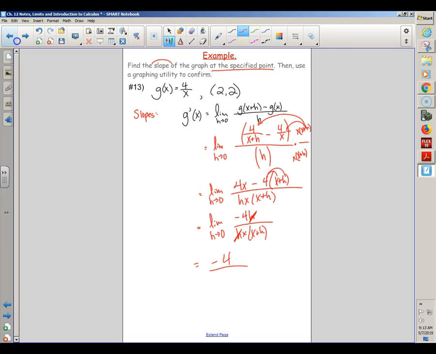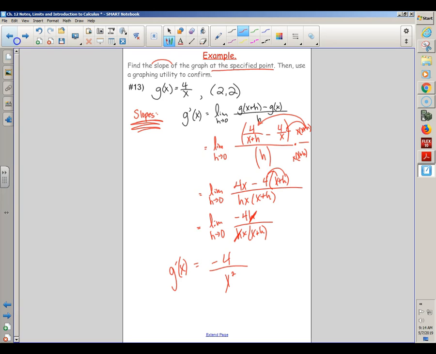I'm plugging in h is 0 because I just removed what was making a problem the whole time. So I'm going to get, well, x plus 0 is x. x times x is x squared. I just found g prime of x, which stands for all the slopes. That's why I had you make it plural. All the slopes. Wait, what slopes? All the slopes to the curvy dude.